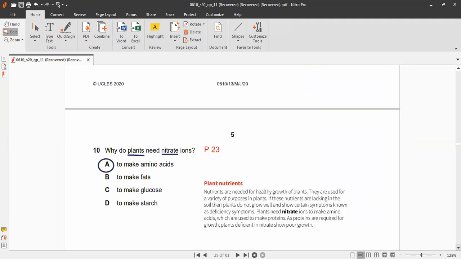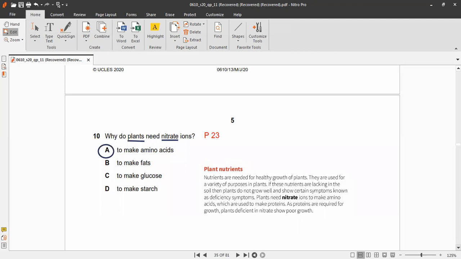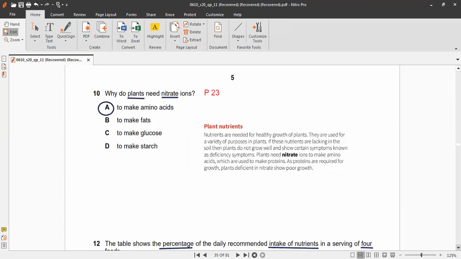Why do plants need nitrate ions? Yes, to make amino acids. Nutrients are needed for healthy growth of plants. They are used for a variety of purposes in plants. If these nutrients are lacking in the soil, then plants do not grow well and show certain symptoms known as deficiency symptoms. Plants need nitrate ions to make amino acids, which are used to make proteins. As proteins are required for growth, plants deficient in nitrate show poor growth.